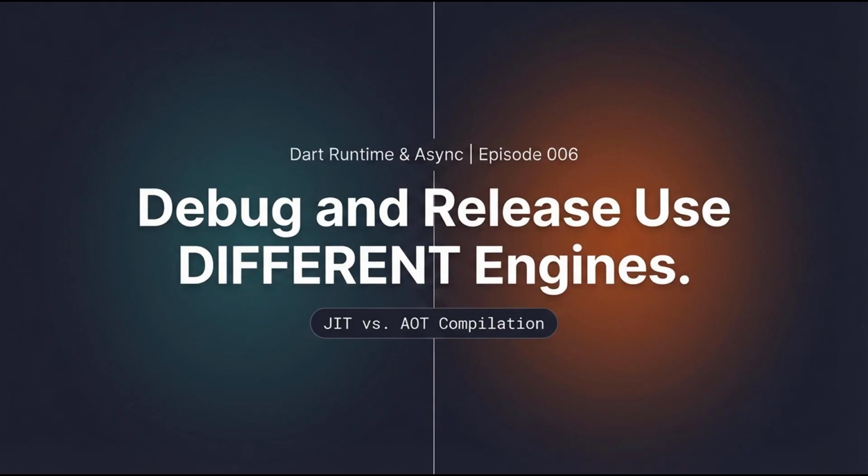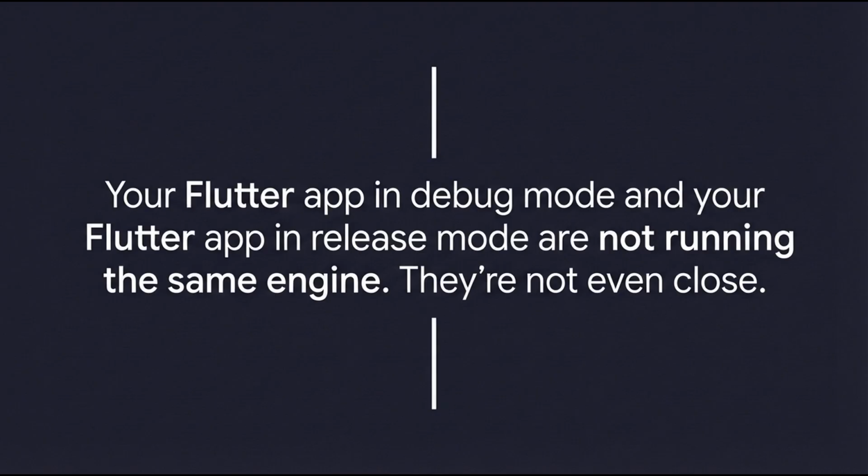006. Debug and release use different engines. JIT versus AOT compilation. Your Flutter app in debug mode and your Flutter app in release mode are not running the same engine. They're not even close.